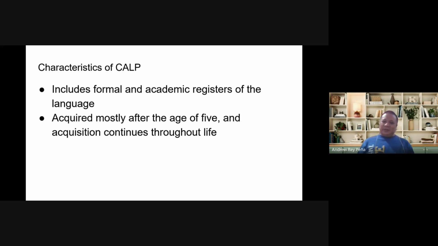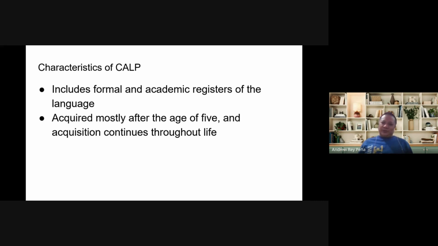Okay, there should be very little informal language in cognitive academic language proficiency. Now, CALP is acquired mostly after the age of 5, and acquisition does continue through life. Now, the idea here is that at the age of 5, that's the time a child starts to go to school. And CALP is acquired through school.